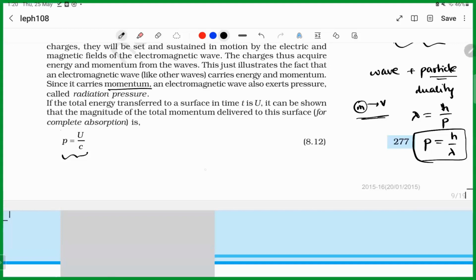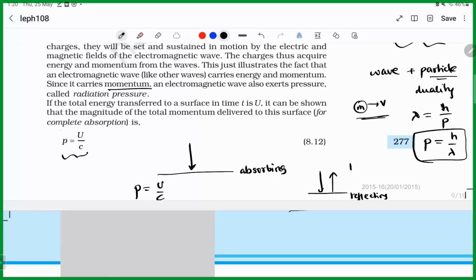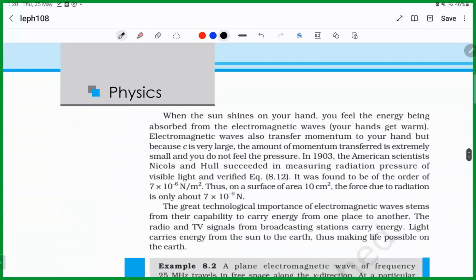Now it depends on what this light wave is doing. If you have a completely absorbing surface, then the pressure is simply P is equal to U by c. However, if it's a reflecting surface, then it's going to fall and reflect. So therefore, P is actually 2U by c. So that's an important difference.